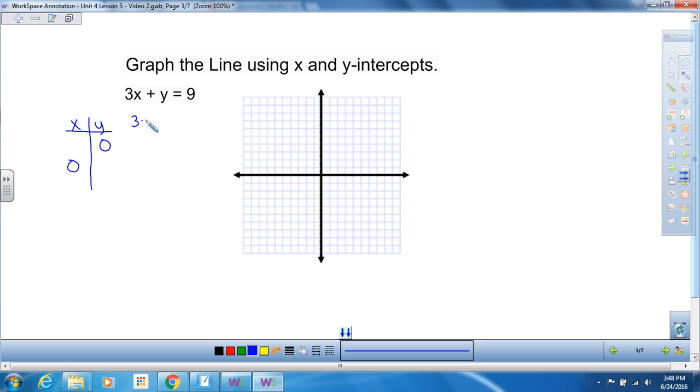So if I plug in 0 for y, I just get 3x equals 9, x equals 3. So I have an x-intercept at (3, 0). Now if I plug in 0 for x, I just get y equals 9, because 3 times 0 is 0, so then that goes away. And your y-intercept is (0, 9).